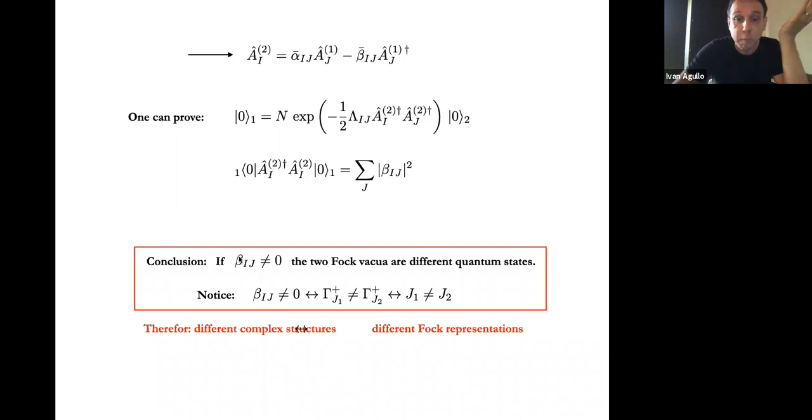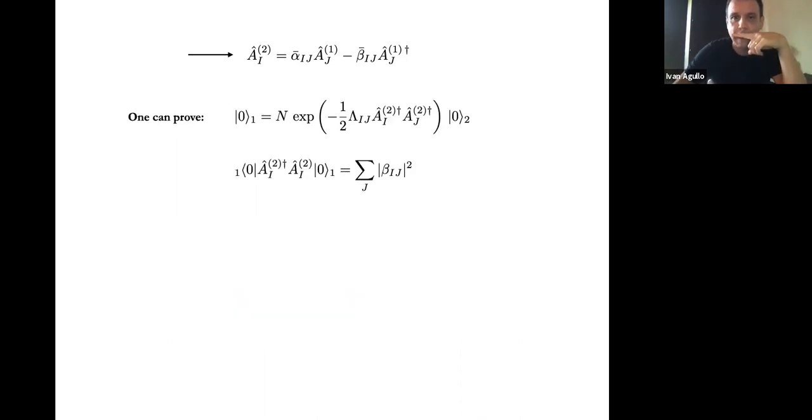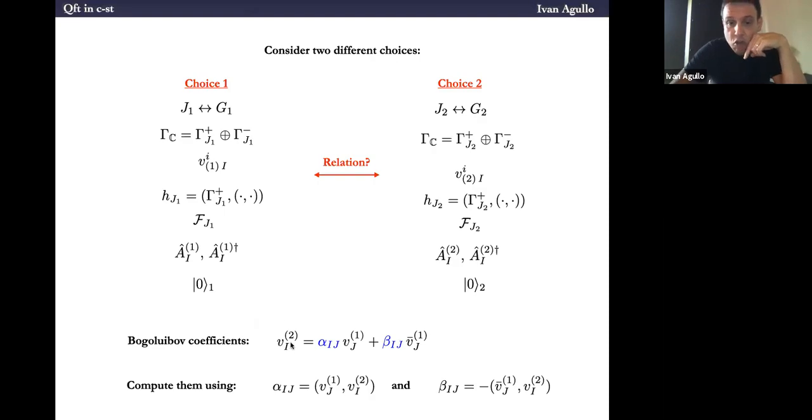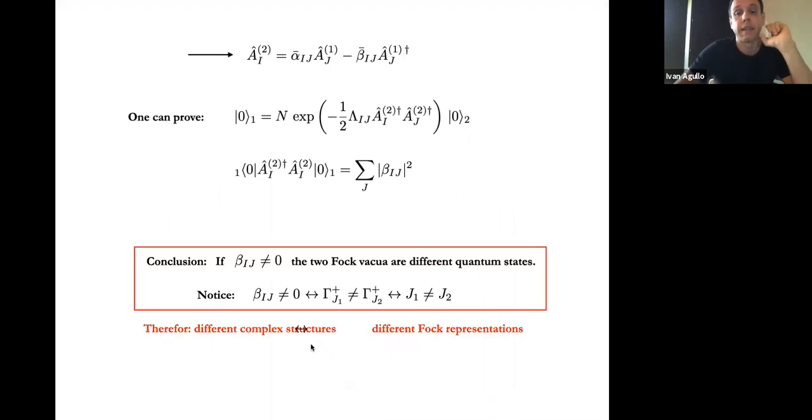So if the Bogoliubov coefficients beta, not the alpha, the beta, are different from zero, which means that V2 has some component in the direction of V bar 1. So the second positive norm basis has some component on the negative norm component of the first basis. If this beta is 0, the two representations are the same. But if beta is different from 0, then the two representations are different. And that is also equivalent to saying that the two complex structures are different.